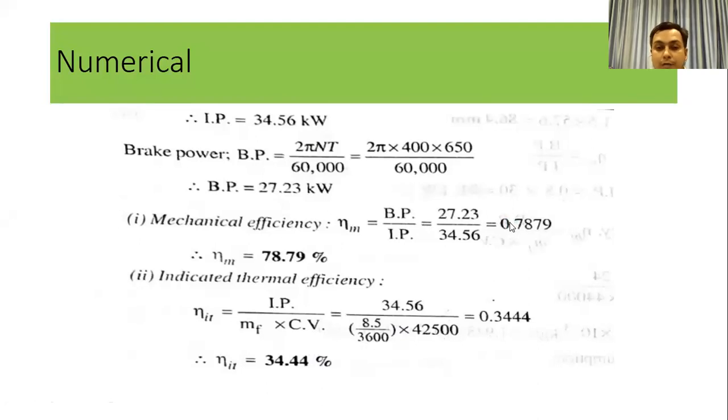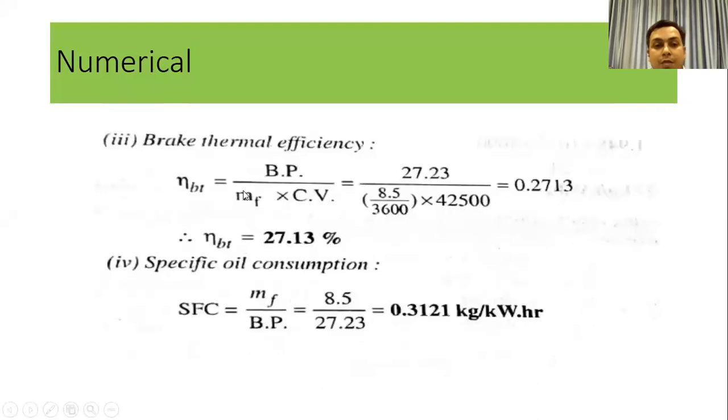Then now we are going for the brake thermal efficiency. Again, the formula is very easy: brake power divided by MF into CV. So brake power we earlier calculated, that is 27.23. Again, mass flow rate of the fuel is given in kg per hour. We need to convert it into kg per second. So we get the efficiency of 27.13.